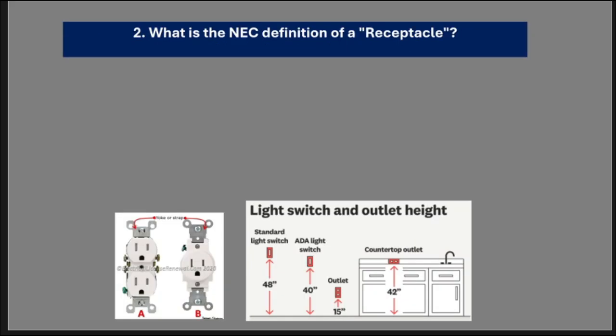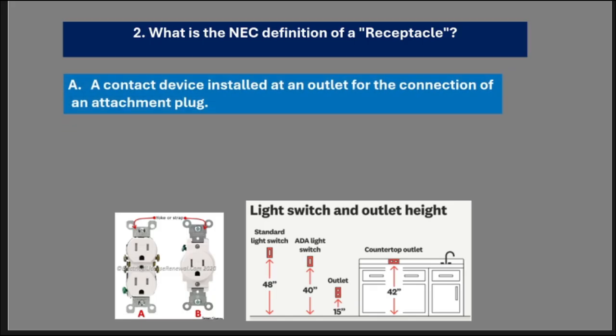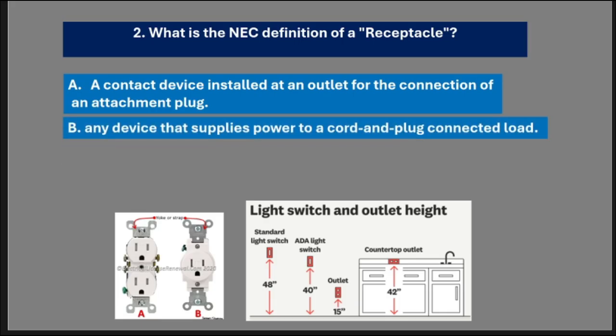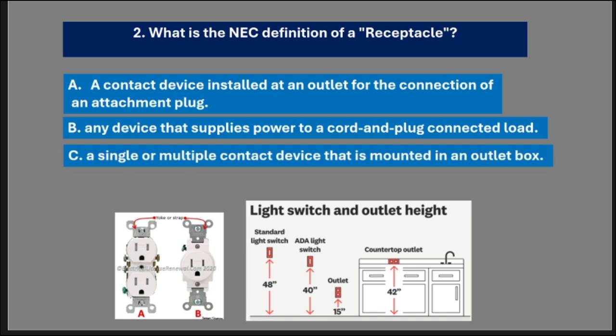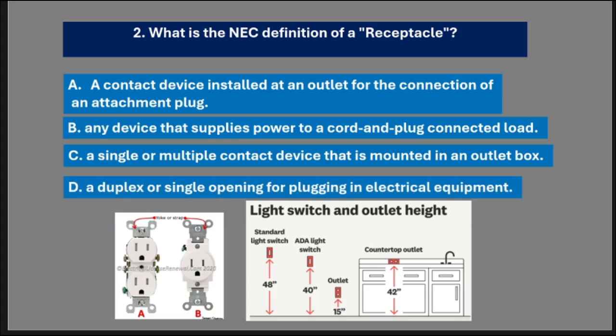Number 2. What is the National Electrical Code definition of receptacle? A. A contact device installed at an outlet for the connection of an attachment plug. B. Any device that supplies power to a cord and plug connected load. C. A single or multiple contact device that is mounted in an outlet box. D. A duplex or single opening for plugging in electrical equipment.